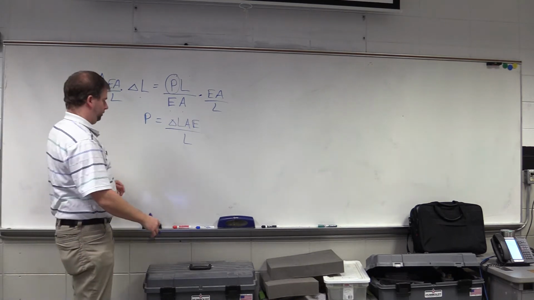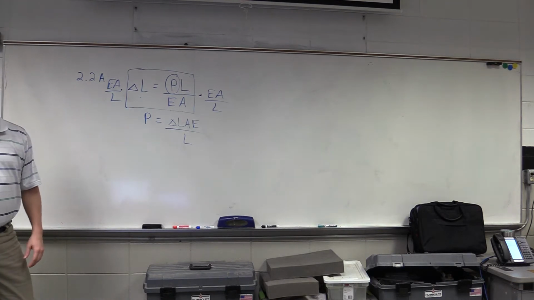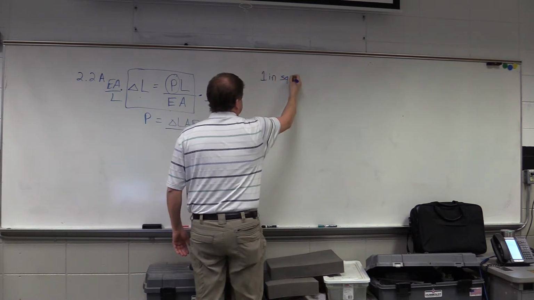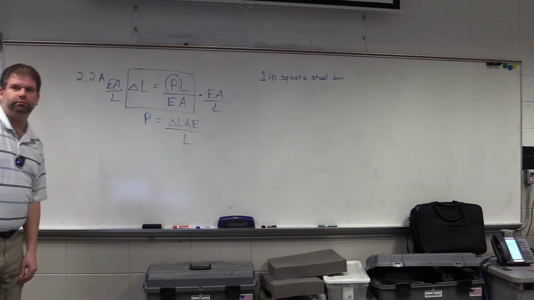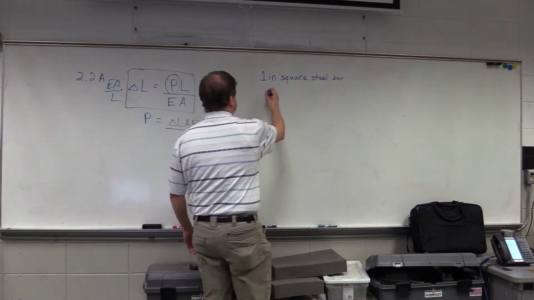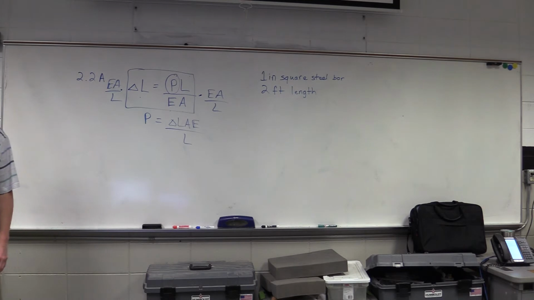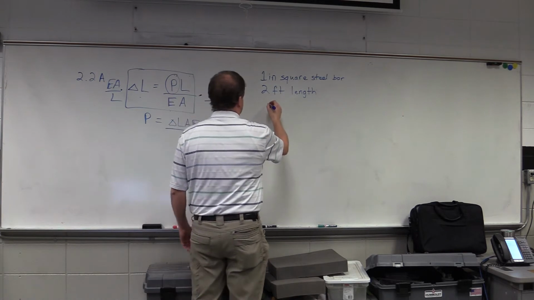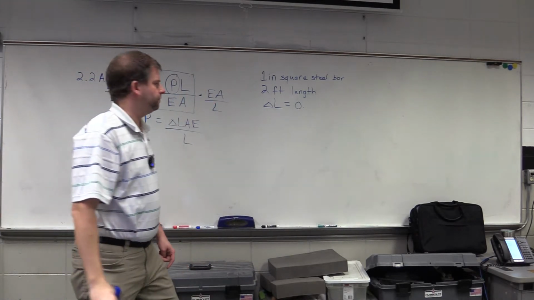But let's look at, if we start back here, what information do we have for 2.2a? A 1 inch square steel bar. What else do we know? 2 feet long. We know that it's 2 foot long. What else do we know? They're asking what force needs to apply to elongate 0.016 of an inch. So our change in length is, sorry, Hunter, say it again, 0.016? Yeah, inches.